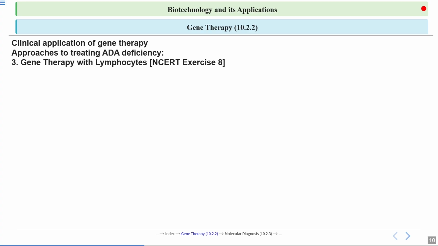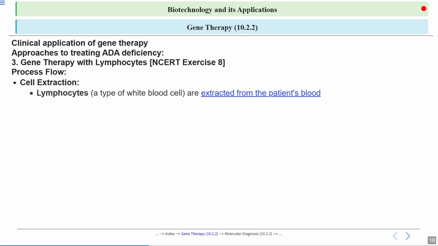So now the third and most important approach which came into light is gene therapy with lymphocytes. From this session you can answer NCERT exercise question number 8, and now we will see how this gene therapy can be done with lymphocytes.